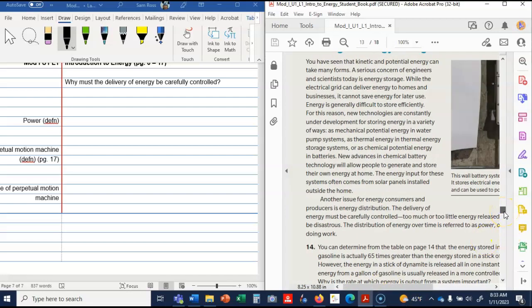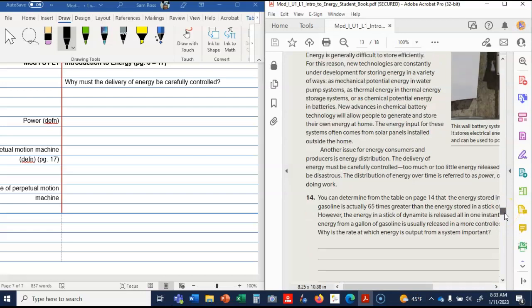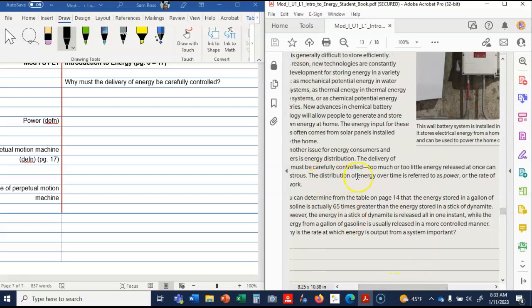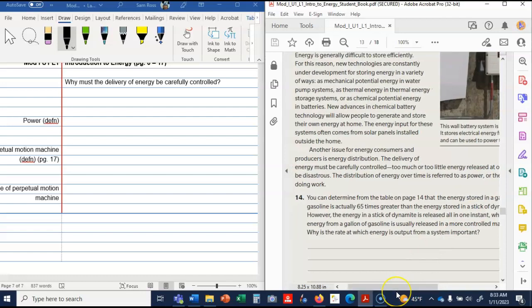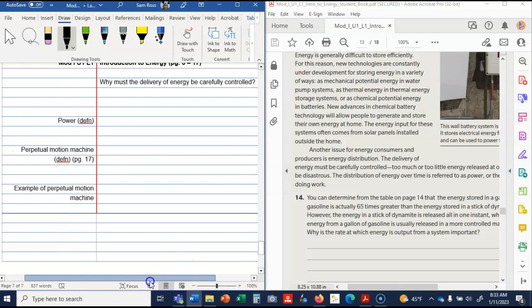And then, do we have the definition of power here? Oh, right there. Okay. The distribution of energy over time is referred to as power, or the rate of doing work. So power is the rate of doing work, or you could call it the distribution of energy over time. That's actually the same thing, believe it or not.